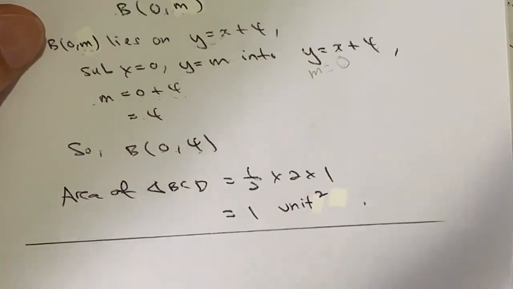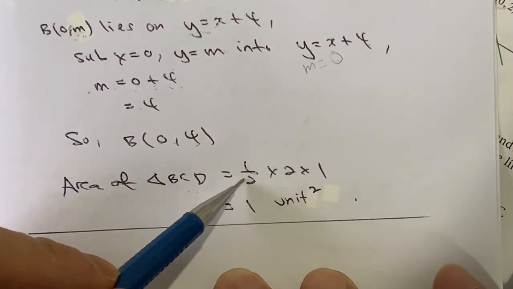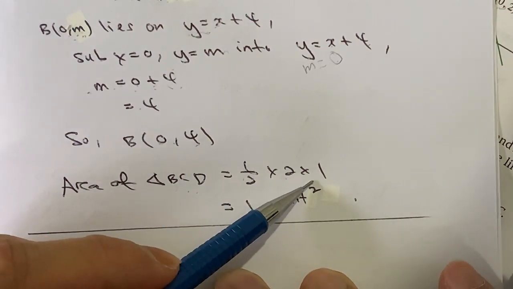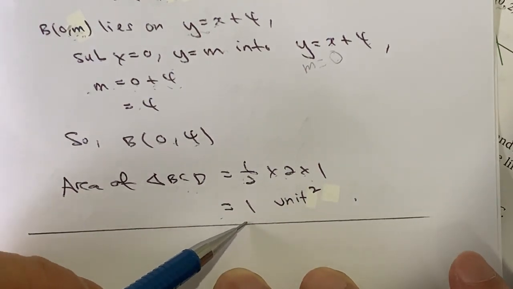So final answer, area of triangle BCD is half times base times height. Half times 2 times 1 equals to 1 unit square.